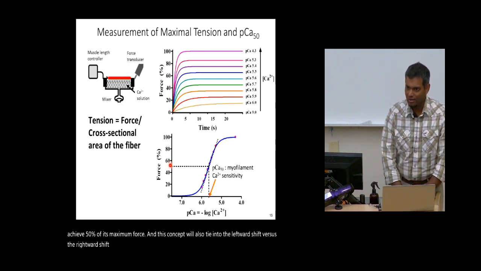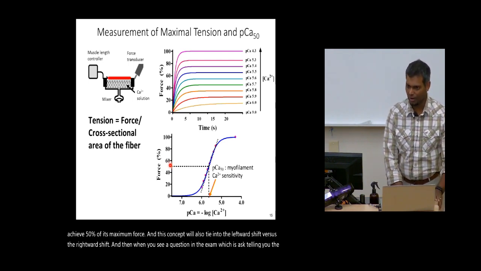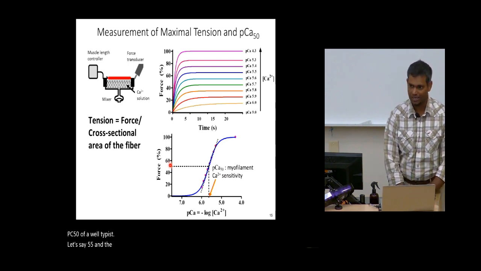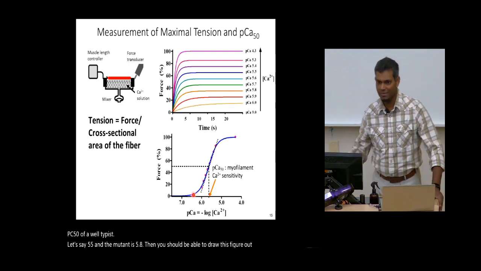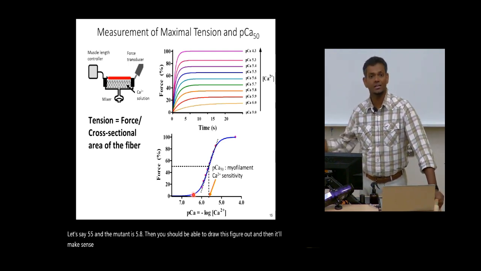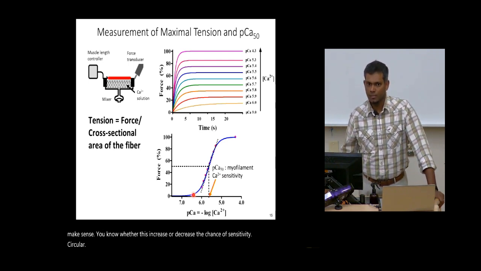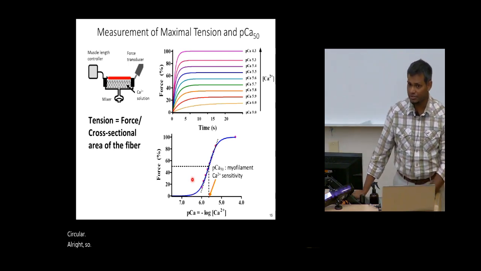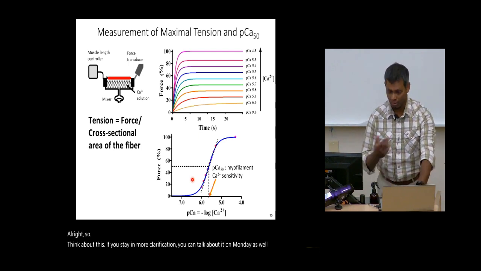And when you see a question in the exam which is telling you the PCA50 of a wild type is, let's say 5 and the mutant is 5.8, then you should be able to draw this figure out, and then it'll make sense whether there's increased or decreased calcium sensitivity. Is that clear? All right, so think about this. If you still need more clarification, we can talk about it on Monday as well, all right, on a one-to-one basis.